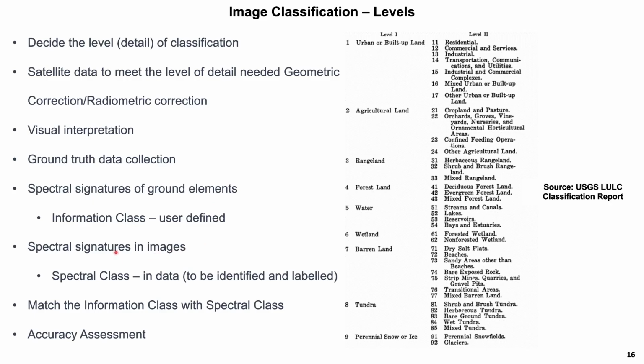Then we will come to our satellite image. We will take the spectral signature from the satellite image, and we need to assign by some algorithm. We need to define these are all the classes, and then we will label it. Once we get the information class and the spectral class, we will make use of both to do the accuracy assessment to determine the accuracy of our classification.